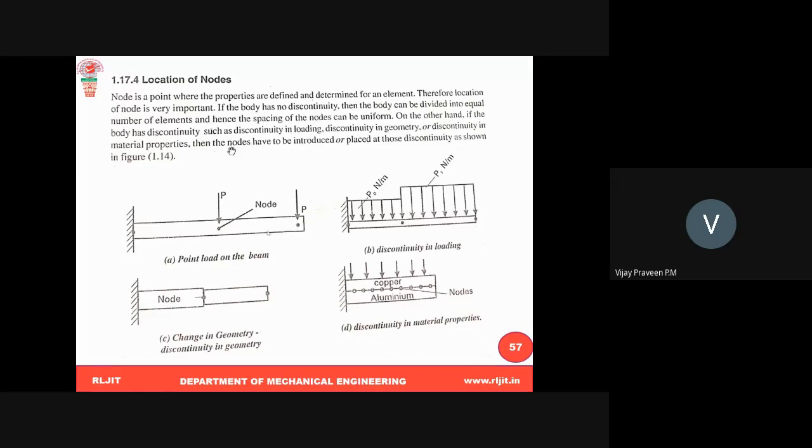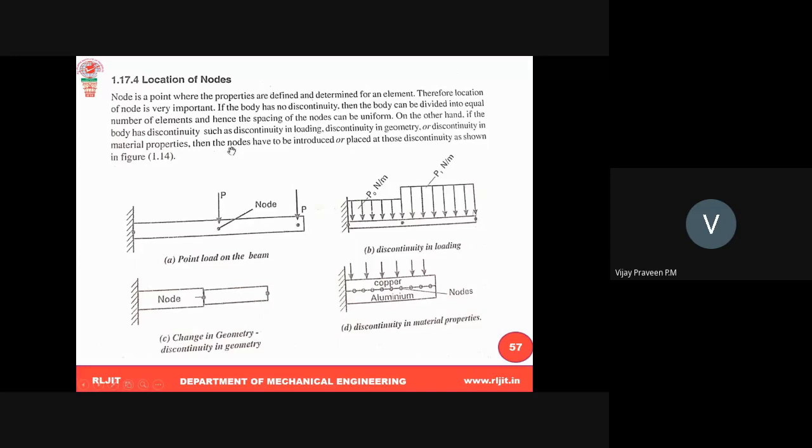Suppose the body is uniform with no discontinuity, and everywhere it has the same area. That's why we divide it into an equal number of parts with uniform spacing of the nodes. Suppose the body has a discontinuity, what does that mean? It may be a discontinuity in the loading, in the geometry itself, or in the material property itself. Then you should introduce a node at the discontinuity point. Suppose you take an example here.